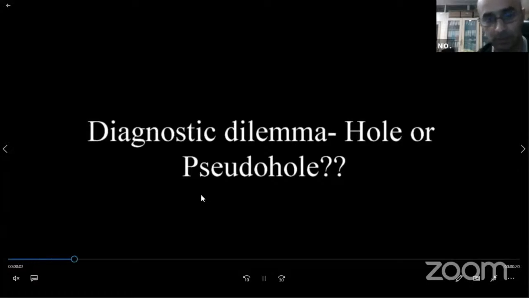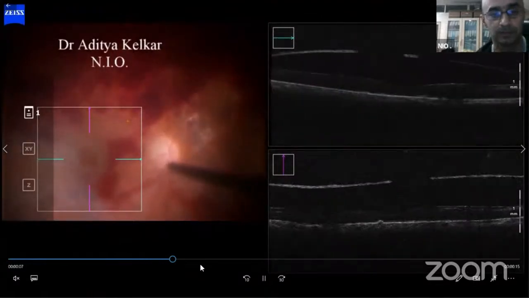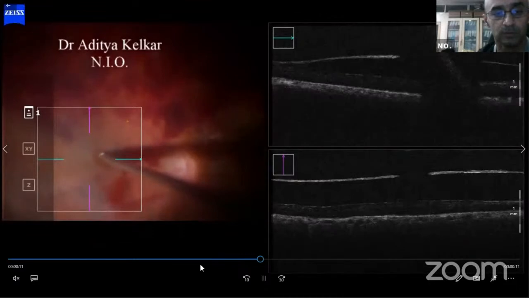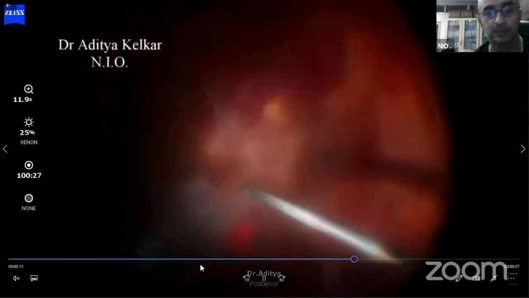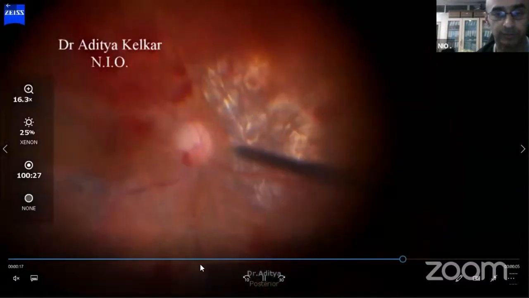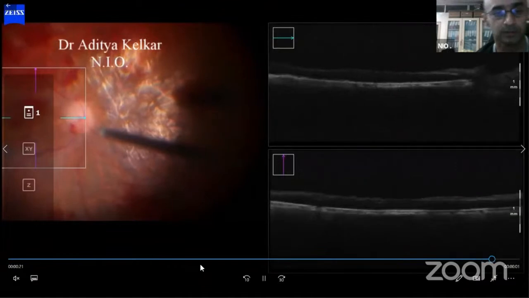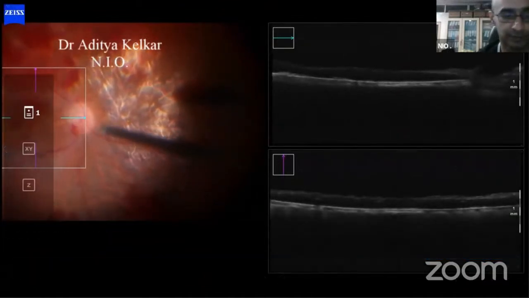This is about a diagnostic dilemma in a patient being operated on for vitreous hemorrhage. After the hemorrhage is cleared, I'm not sure whether this is a hole or a pseudo hole. And the OCT makes it very easy for me to understand that this is just a pseudo hole and I can proceed with my vitrectomy and remove that vitreous traction. And later on, post-operatively, you can see it's a well-flattened retina.